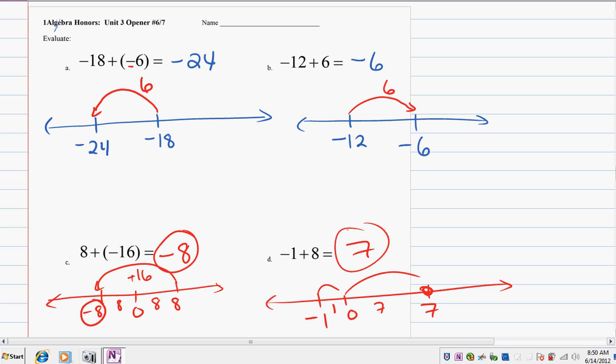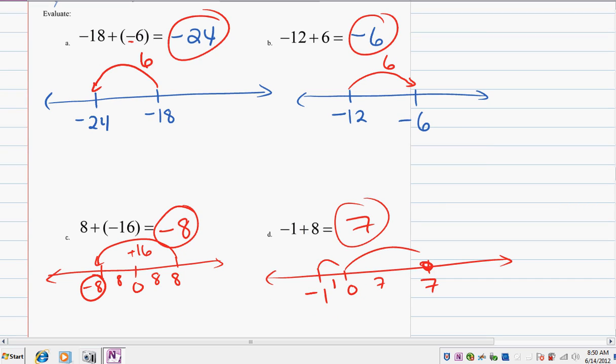So the idea here was just to provide a little bit more meaning around these numbers that you might just think of as you memorize some rules or you type them in a calculator. If you can think of them physically, you're less likely to make mistakes.